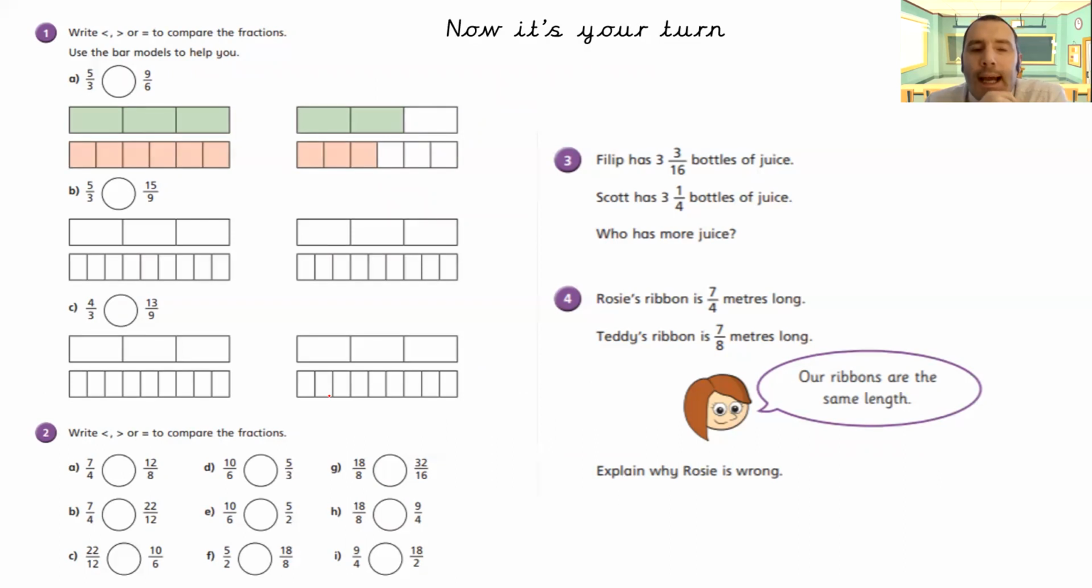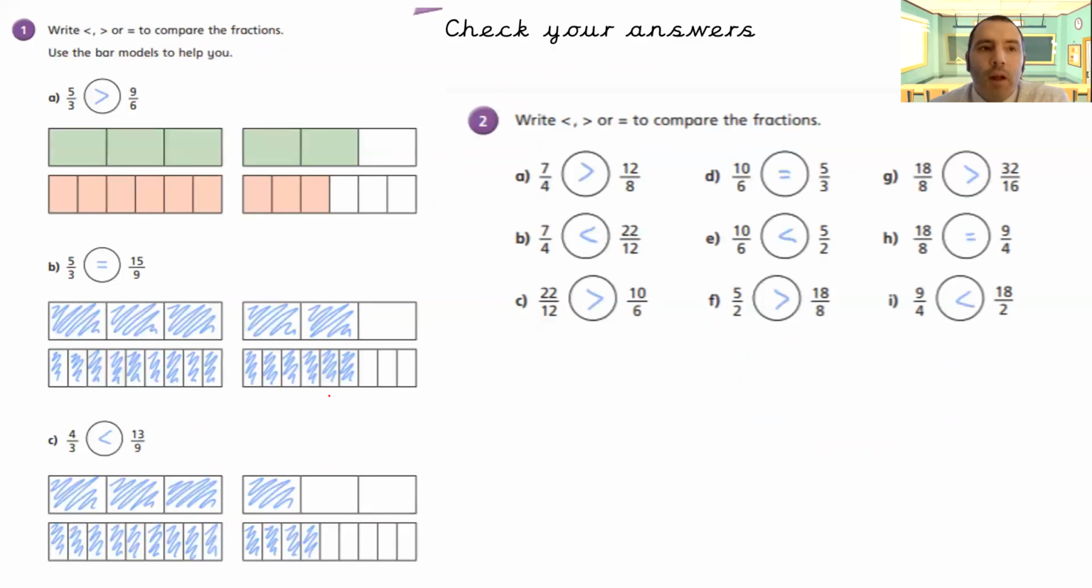Okay, how did we get on? Question 1, part A: 5/3 is greater than 9/6, and you've got the bar model there to show you. For B and C, you've drawn your own bar models here. 5/3 is equal to 15/9. We can also use our multiplication knowledge to make this work. You can look at the relationship between either the denominators or the numerators. You multiply them both by 3, so 5/3 multiplied by 3 becomes 15/9.